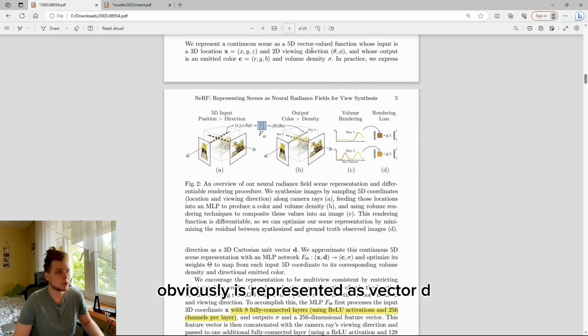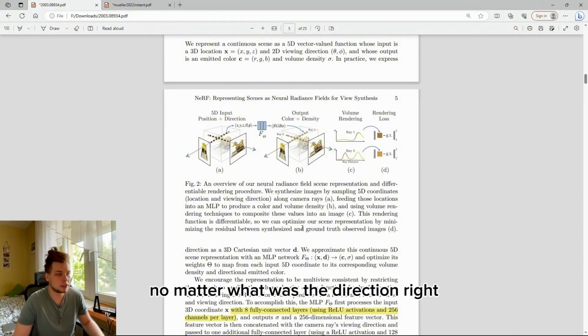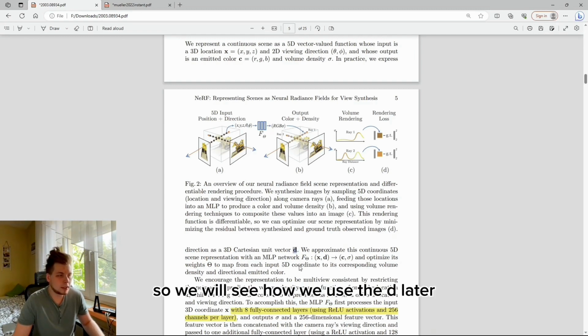And this viewing direction obviously is represented as a vector d, and vector d is a unit vector in 3D. So basically what they do, this is a radial coordinate system. Assume r is equal to 1, and they calculate this direction using these two values and r equals 1, and then they normalize it such that the length is 1, no matter what the direction is, right? So then we get this d that is telling us which way the ray is cast into the picture. We will see how we use that d later in the rendering pipeline.